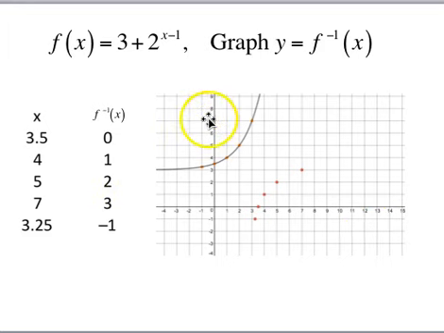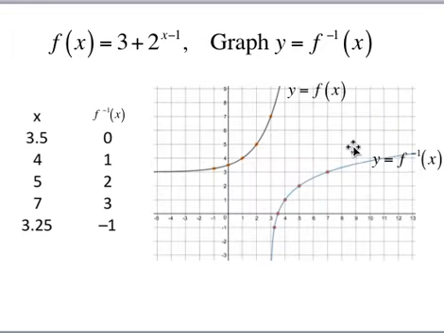So there was the original function, and here are these dots. 3 1/2, 0, you see that. 4, 1, you see it. 5, 2. 7, 3. 3 1/4, -1. So this is going to have a vertical asymptote at 3. So there are our two graphs labeled, f of x there, f inverse of x. f inverse of x has a vertical asymptote at 3. f of x had a horizontal asymptote at 3. No surprise.